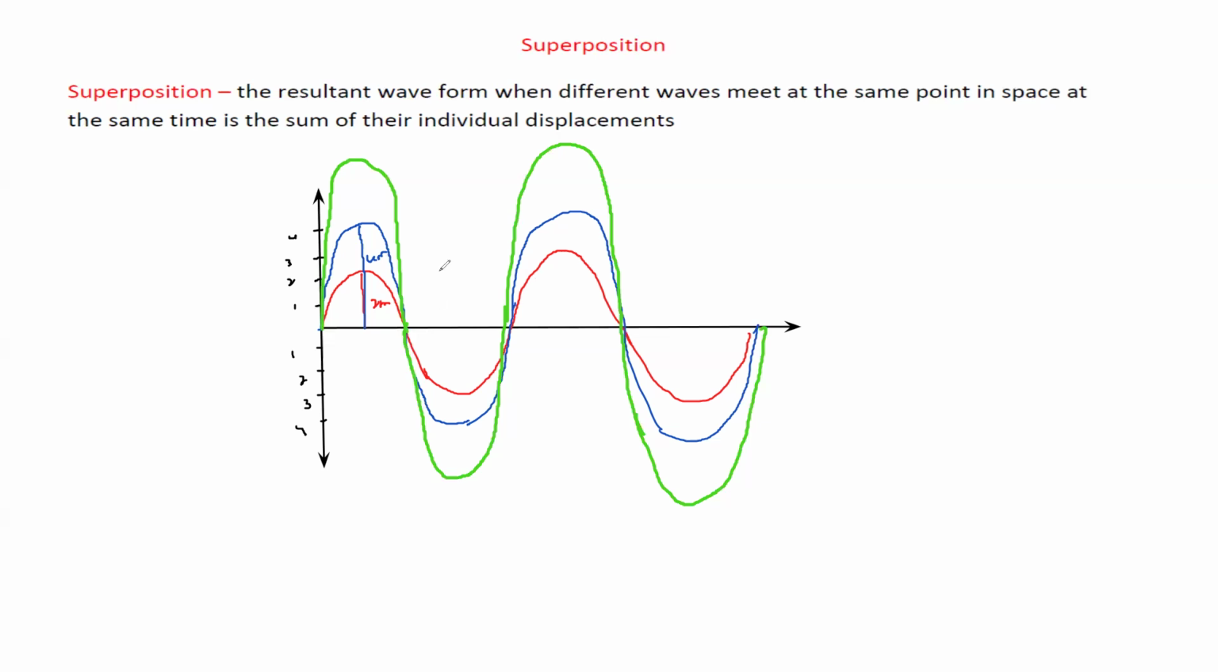And what do we call this type of combination, this type of mixing of the two waves, in which the crest combines with the crest and the trough combines with the trough? We call that a constructive interference. In a constructive interference, the crest of one wave combines with the crest of another and the trough of one wave combines with the trough of another. As a result, we have a wave which has a higher amplitude than the two individual waves.